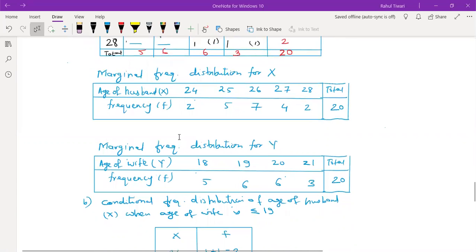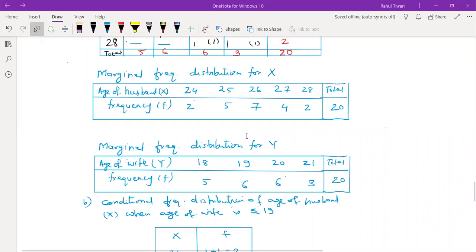Okay, one thing I want to introduce here. We discussed relative frequency last time, right? So 2 upon total, 5 upon total, 7 upon total, 4 upon total, one can get the relative frequency.